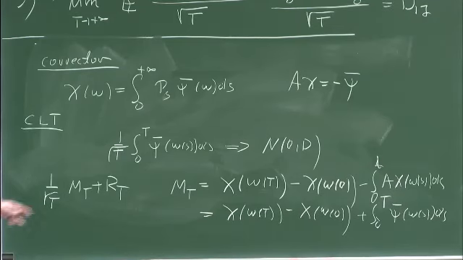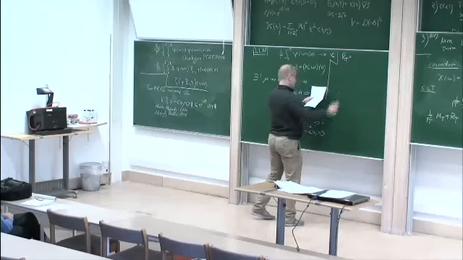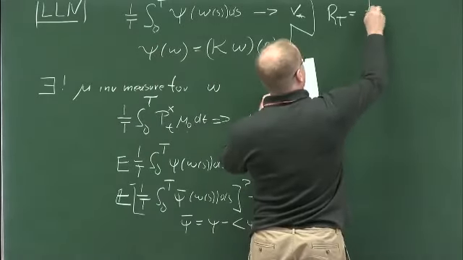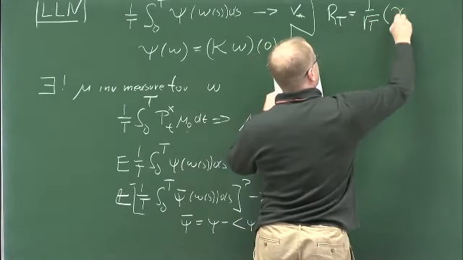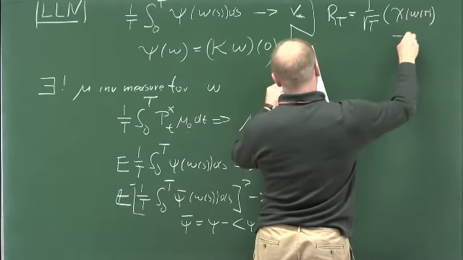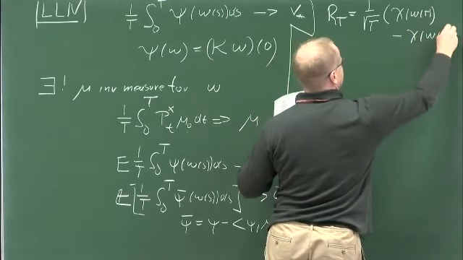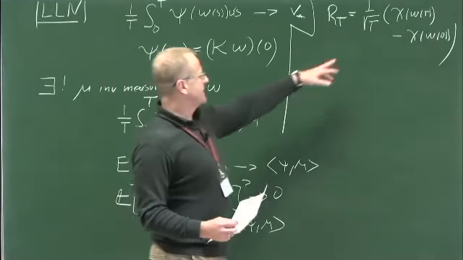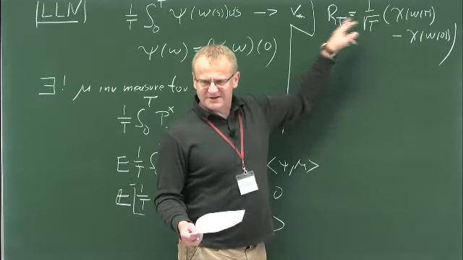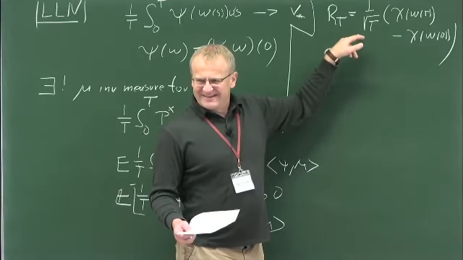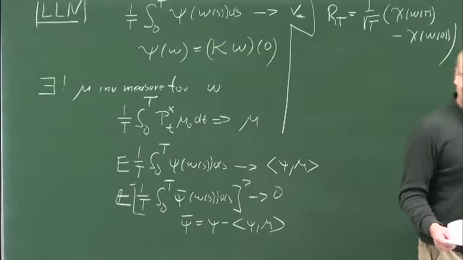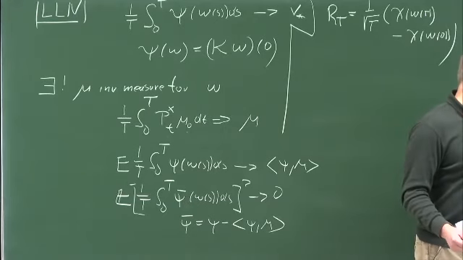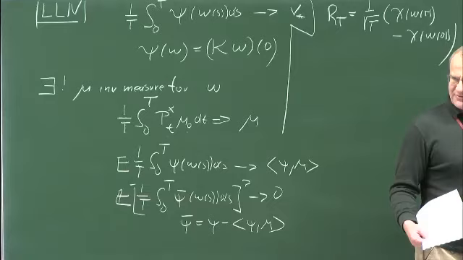So we can calculate what is R, or the difference. So what's R? R_t is 1 over square root of t times chi omega t minus chi omega 0. Okay, so we see that there is a hope, since we have square root of t in the denominator, that this will go to 0. And we have a martingale, so we can hope that we can apply the central limit theorem for the martingale.